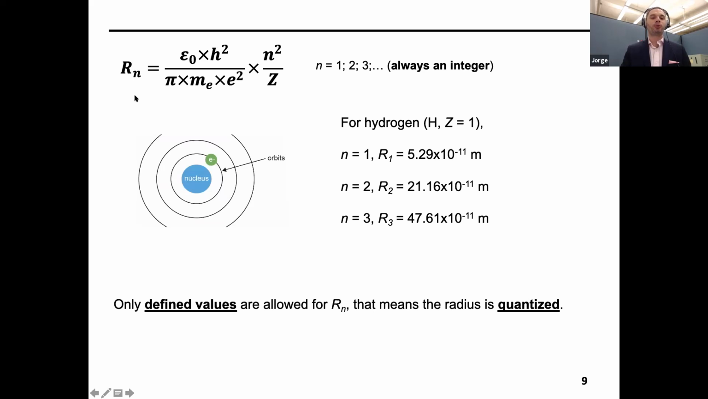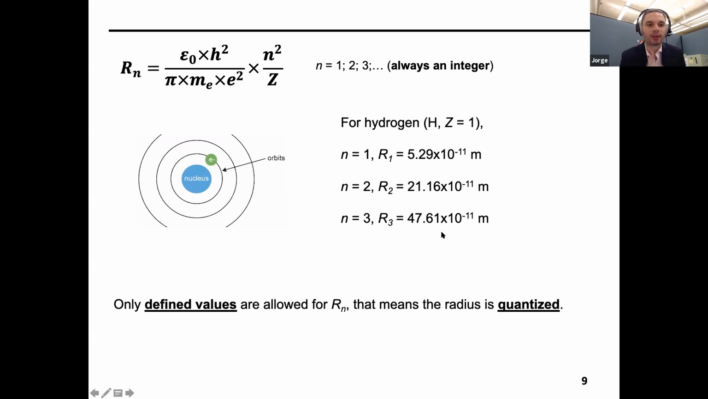If we input all the numbers for hydrogen, atomic number equal to 1, we are going to get that r 1 is 5.29 times 10 to the minus 11 meters, r 2 is around 21, and r 3 around 47, and so on. Okay. So as expected, when we increase the number of the shell, we are moving the electron further from the nucleus. Okay, so for n equals 1, the radius is 5.29 times 10 to the minus 11 meters, and that's basically the size of a hydrogen atom. So pretty small.